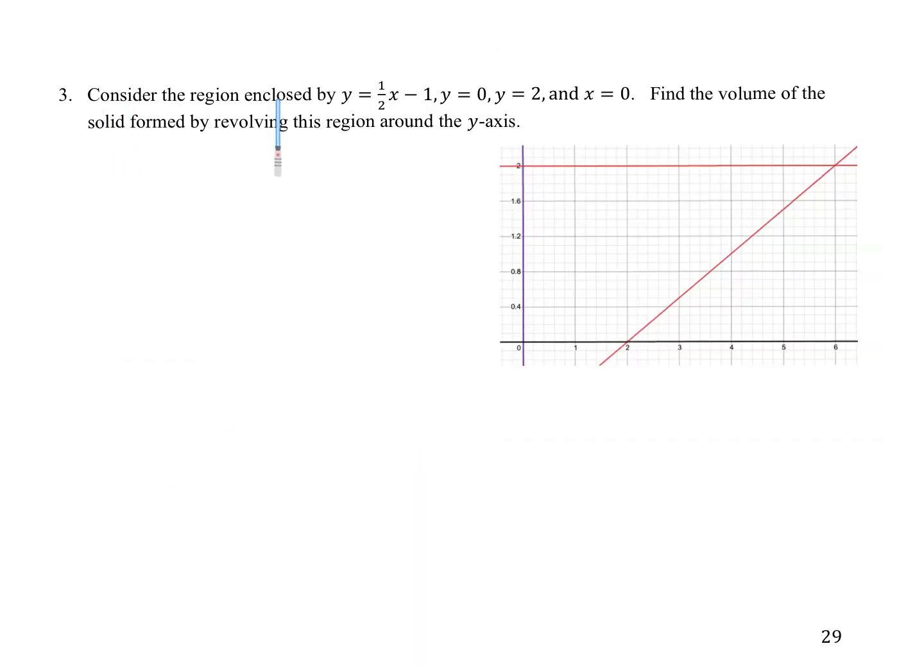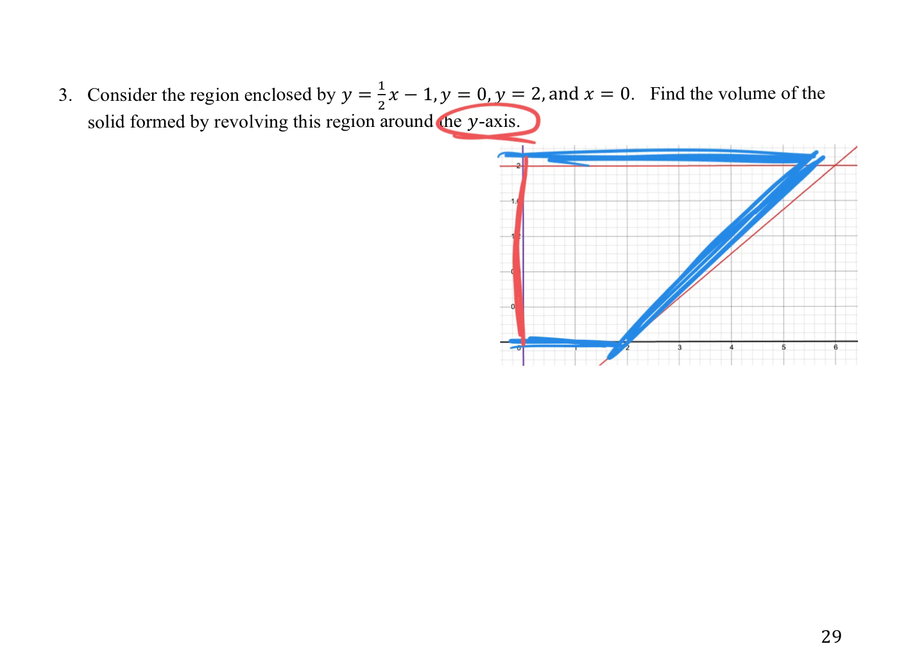So it says consider the region. Y equals 1/2 x minus 1 is this. Y equals 0 is here. Y equals 2 is here. X equals 0 is here. We're going around the y-axis.